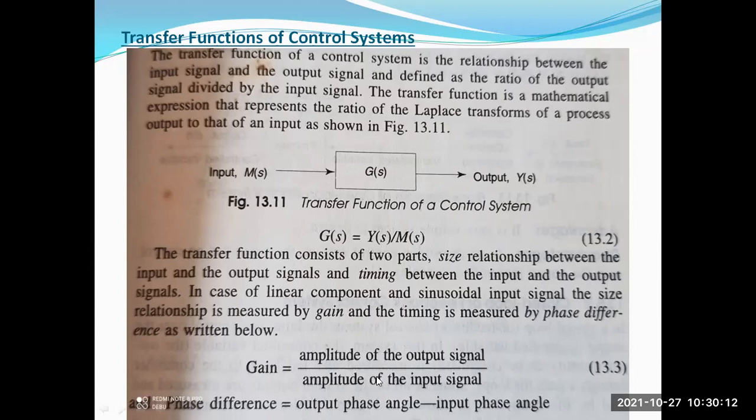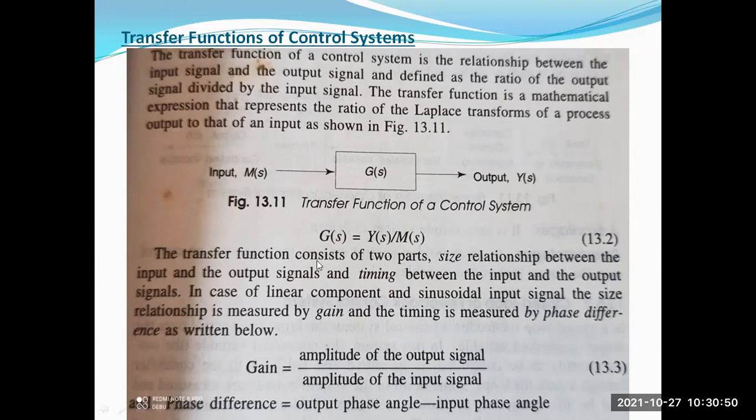One short question is also arising: what is the transfer function gain? The transfer function gain is the ratio between the amplitude of the output signal and the amplitude of the input signal. Another one is, what is the phase difference of the transfer function equations? This phase difference is another equation: it is the difference between the output phase angle and the input phase angle. So this is called the phase difference.